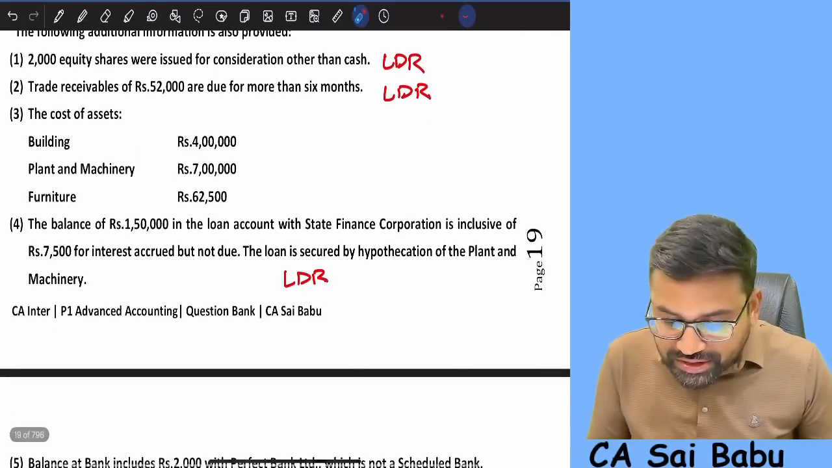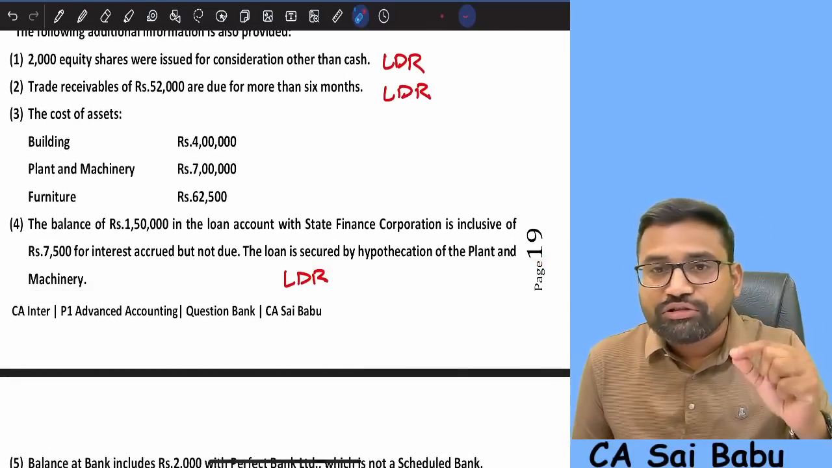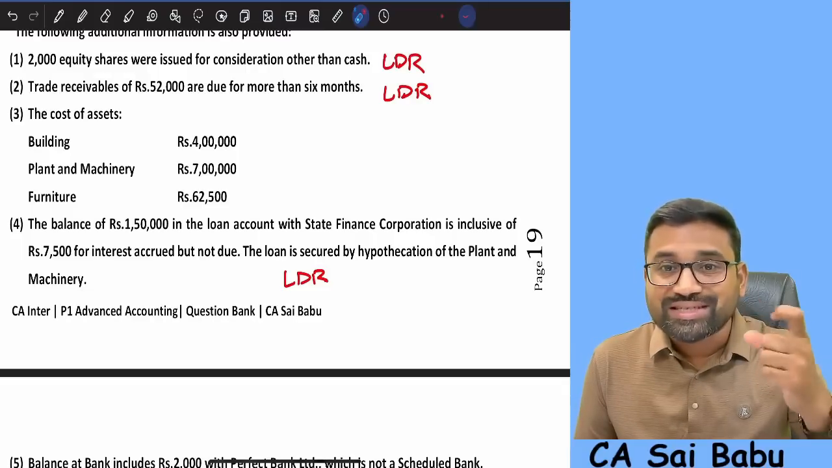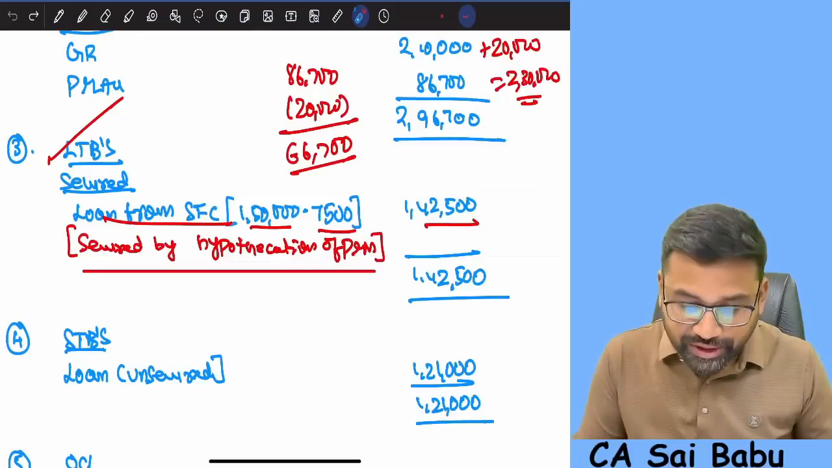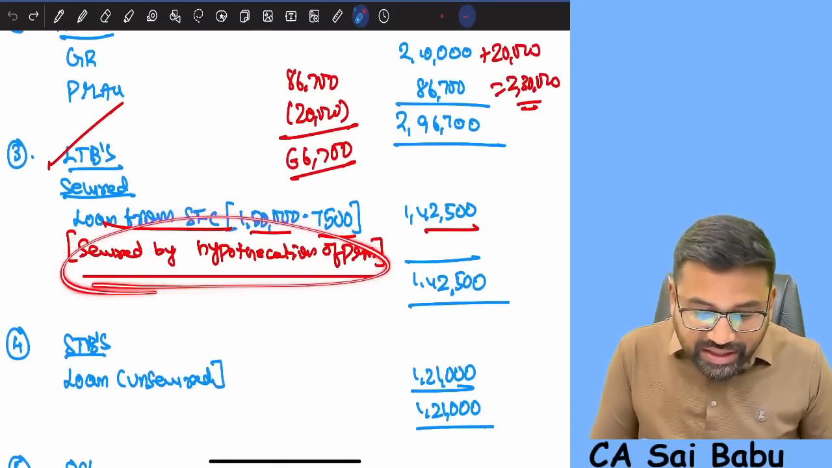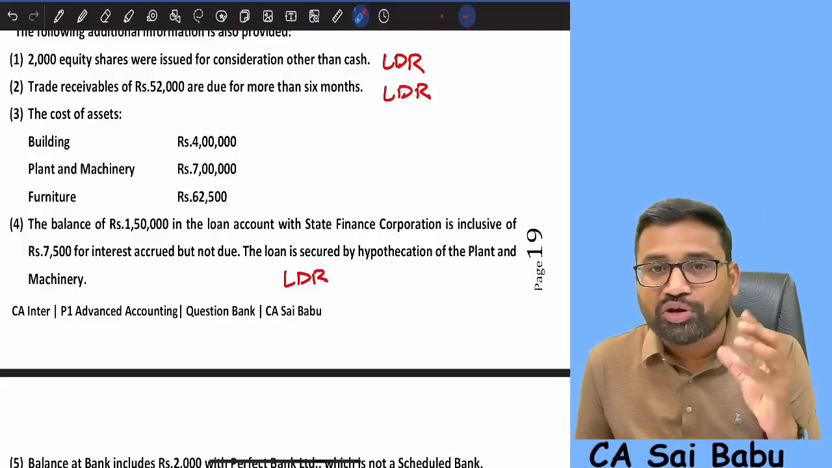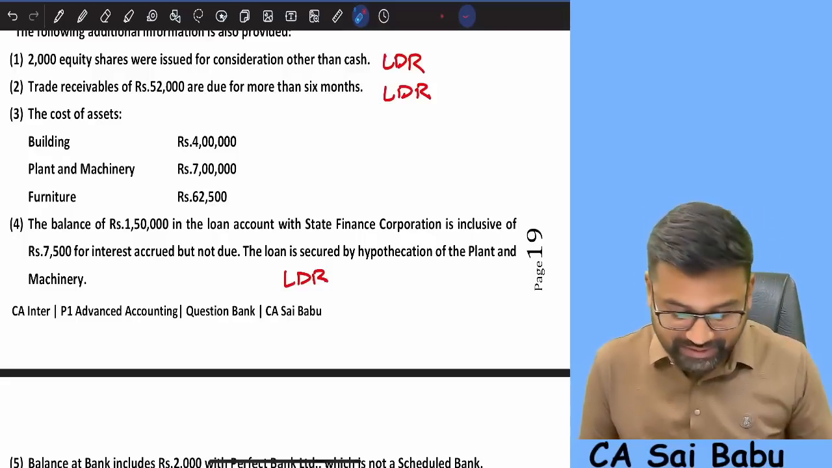And also, this loan is secured by hypothecation of plant and machinery. According to Schedule 3, whenever any borrowings are secured, we need to mention the nature of security. So that's why here, I am presenting long-term borrowings, and there I am presenting secured by hypothecation of plant and machinery. See, these are very, very small points, but very, very important, which will give you marks.